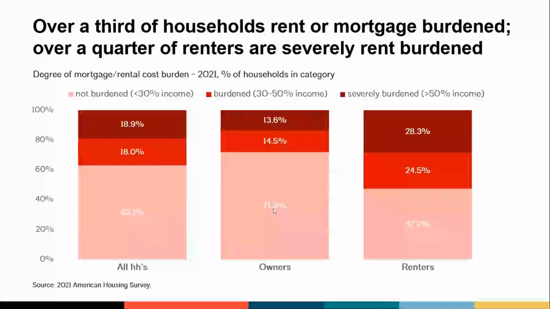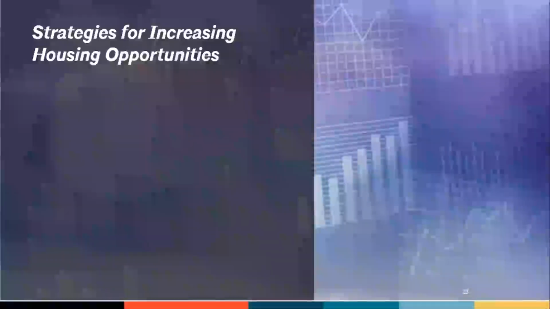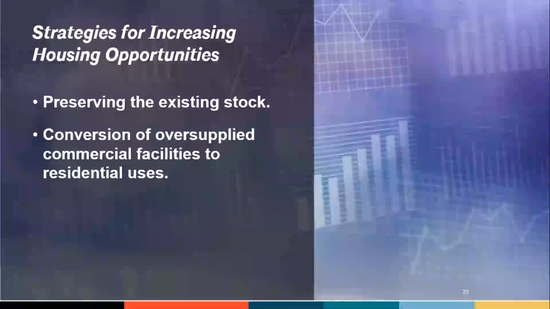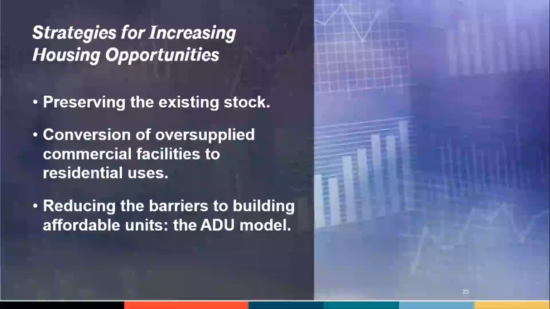And so those are the kinds of things that we look at, that disparity between those who are able to buy a home, get lending, afford the interest rates and have the money to put down, and those who are in the rental market. Again, this is the disparity in our economy and how it's hitting some people more than others, right? So what are some strategies to increase housing opportunities? Well, preserving the existing stock, conversion of the oversupply, and reducing the barriers to building.